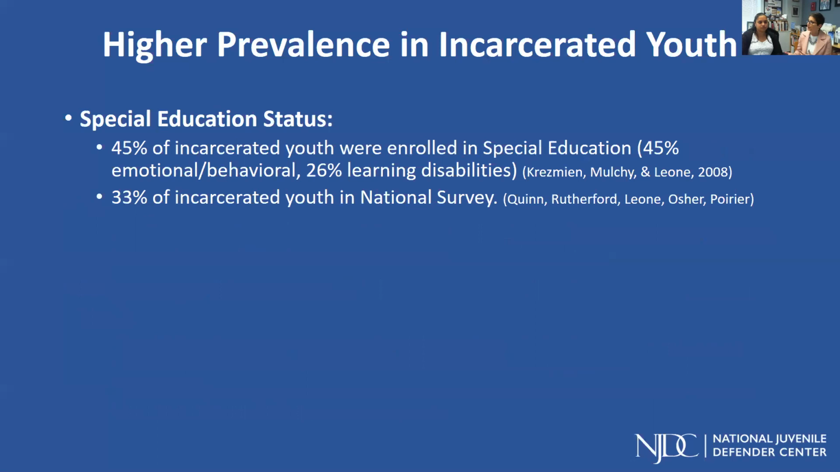We know that young people who are in the juvenile court system generally have greater instances of qualifying for special education services. So the studies say that anywhere between 33 and 45% of incarcerated youth qualify for special education services. And we actually expect that that rate is even higher. So this is just young people who've been identified as qualifying. But as you know, in your work with young people who are in the juvenile court system, many times young people come in who have unidentified special education needs.